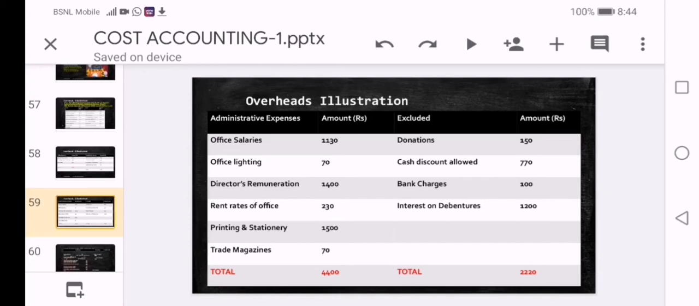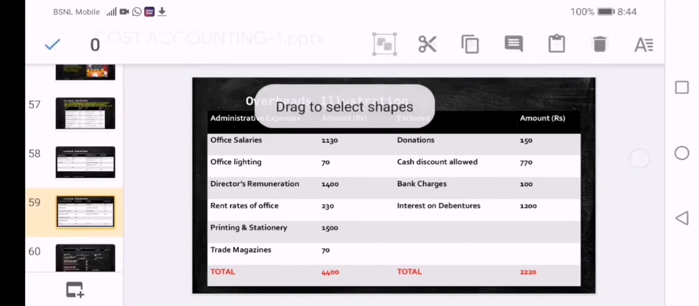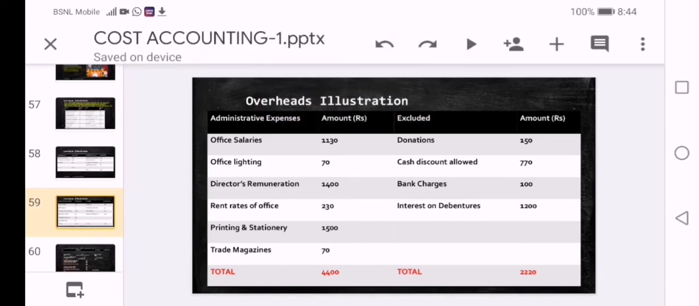Bank charges, it is also finance nature. Cash discount allowed, finance nature. Bank charges 100 rupees. At the same time, cash discount allowed 770 rupees is also not part of overheads. Okay. Then finally you have bad debts.